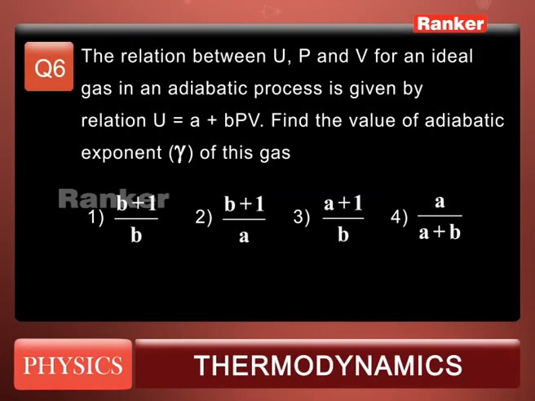Question number 6. The relation between internal energy U, pressure P and volume V for an ideal gas in an adiabatic process is given by the relation U is equal to A plus B PV. Find the value of adiabatic exponent gamma of this gas. First option is B plus 1 by B, second option B plus 1 by A, third option A plus 1 by B, and the fourth option A by A plus B.